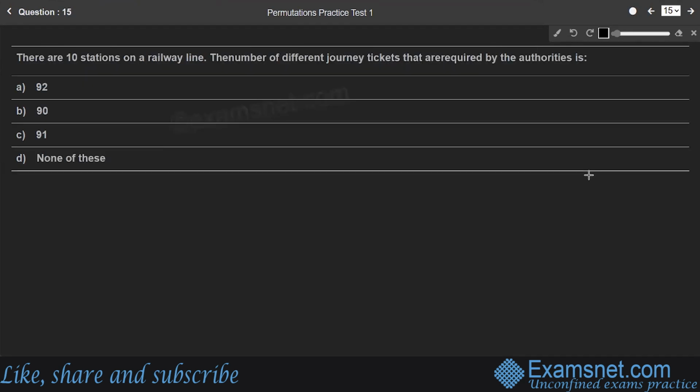Question number 15. There are 10 stations on a railway line. The number of different journey tickets that are required by the authorities is. Students, let us consider 10 stations: 1, 2, 3, 4, 5, 6, 7th, 8th, 9th and 10th station on a railway line. For this, let us consider a person in station 1. He may purchase the ticket to go to the second station, which is T2, or he can purchase the ticket to go to the third station from the first station. Like that, he may take the ticket to go to the 10th station.